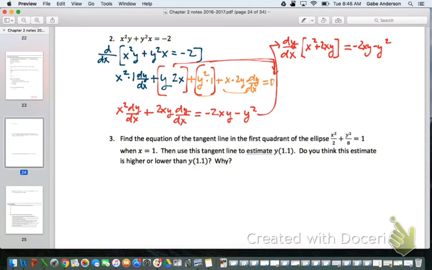There we go. Okay, so then what's our final step? Division, yep. So dy/dx is equal to negative 2xy minus y squared over x squared plus 2xy.